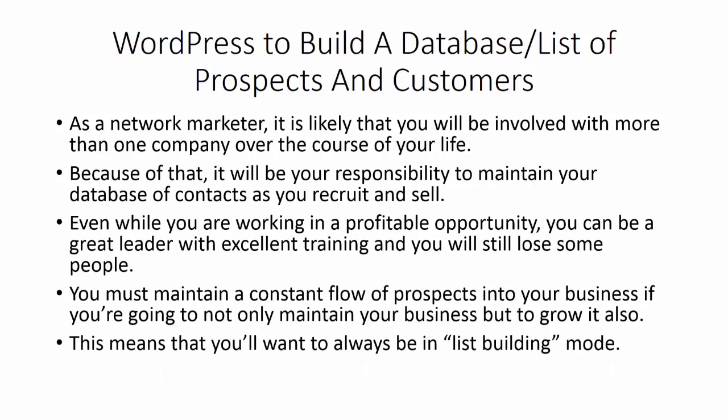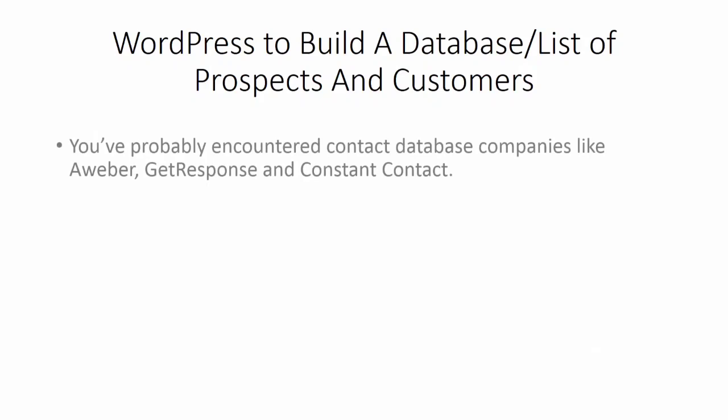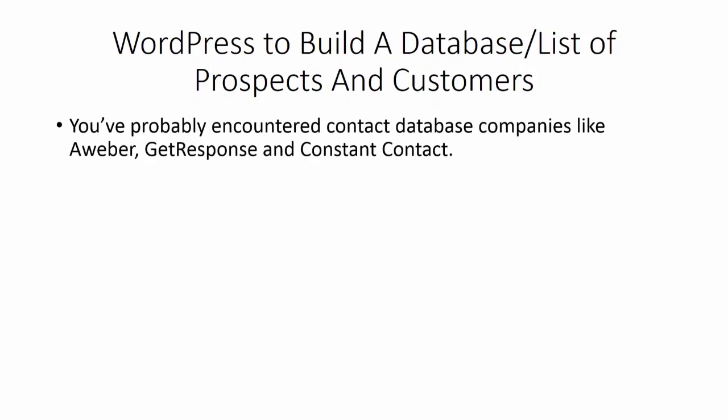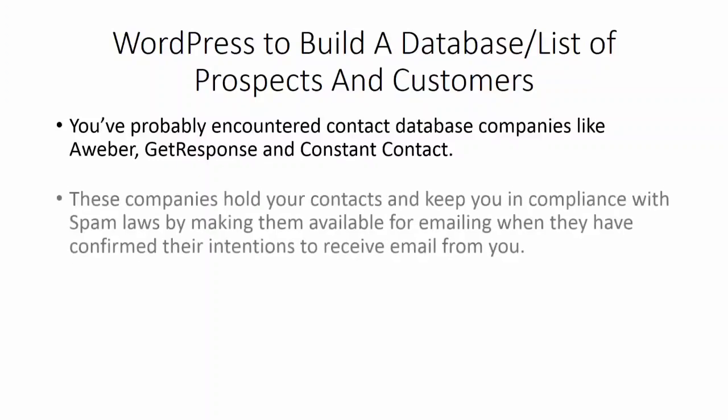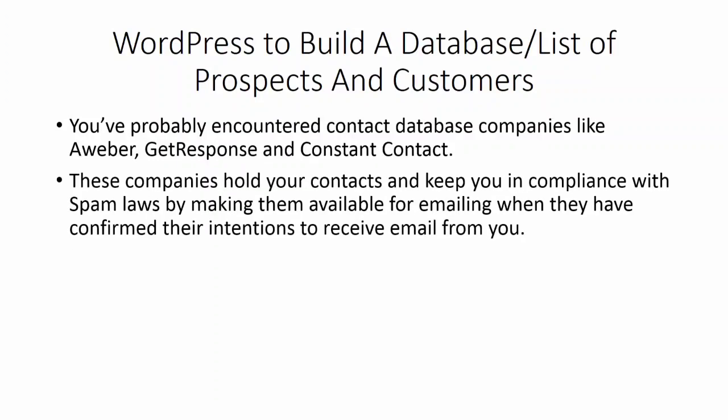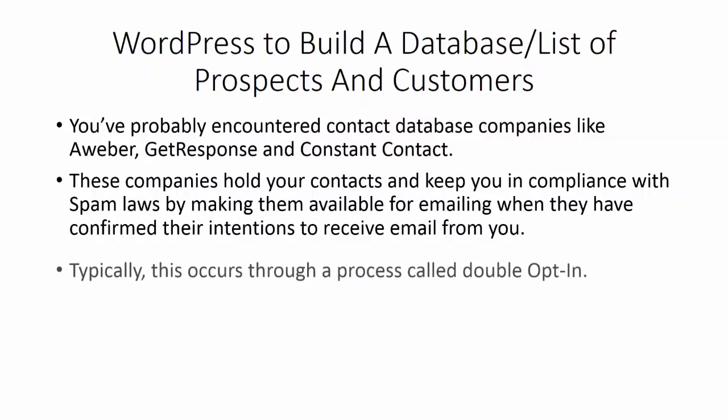Now, this means you'll always want to be in list building mode. Now, you've probably encountered some contact database companies like Aweber, GetResponse, or Constant Contact. Now, these companies hold your contacts and keep you in compliance with spam laws by making them available for emailing when they have confirmed their intentions to receive emails from you.